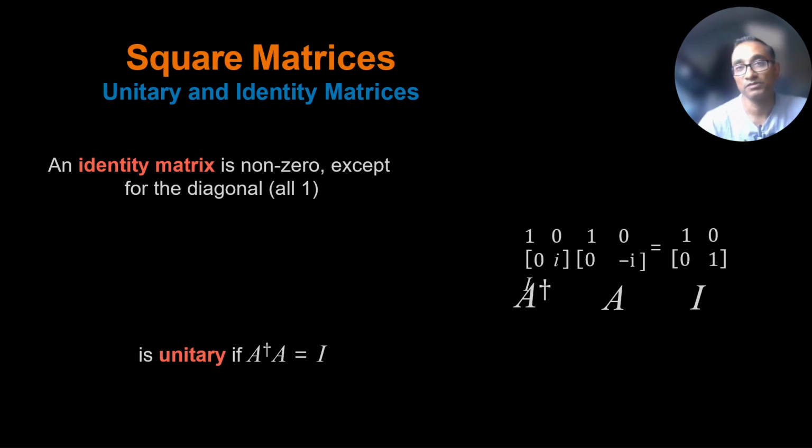Extending the concept of identity matrices to unitary matrices. So identity matrices, we know what they are. And a unitary matrix is something where, if a matrix is multiplied with the transpose of its own, it results in the identity matrix, where the diagonal elements are 1 and all other elements are 0. Then that particular matrix is called a unitary matrix.